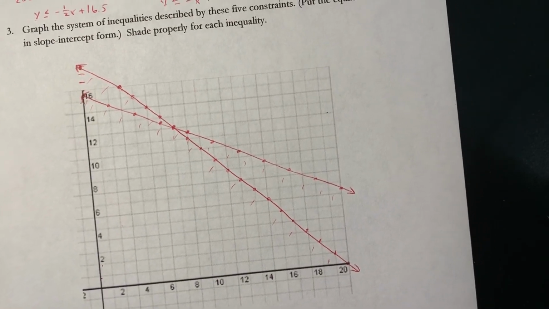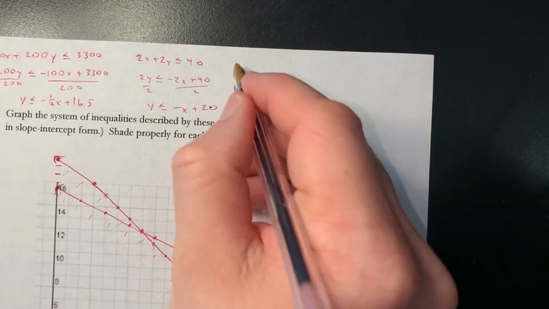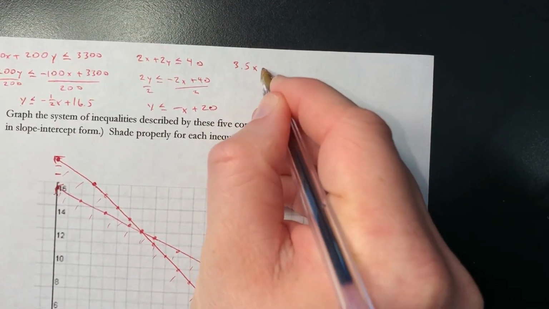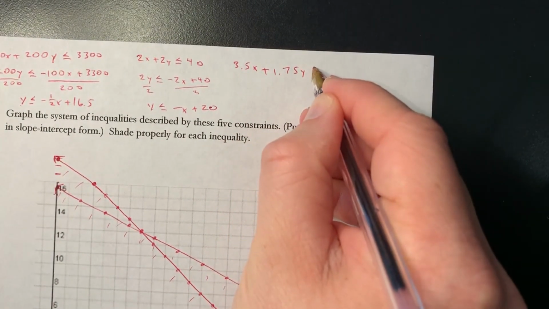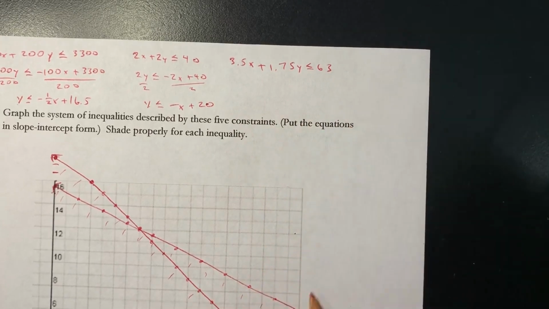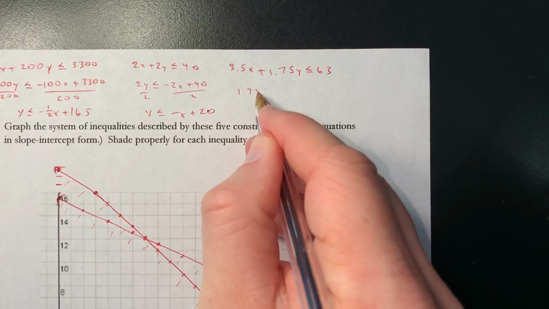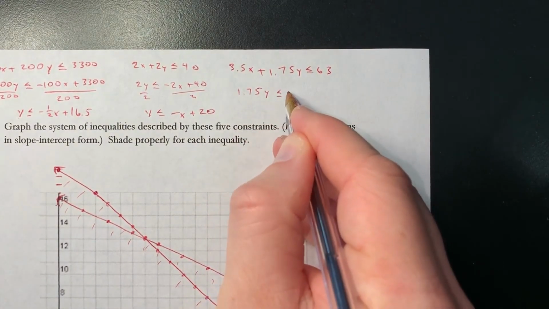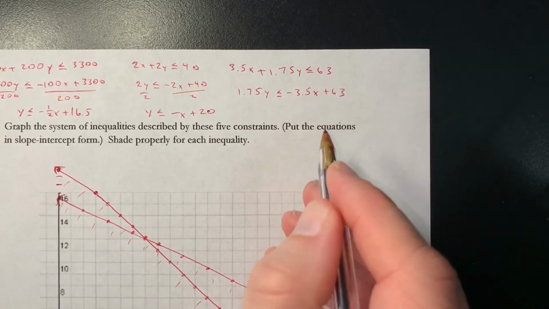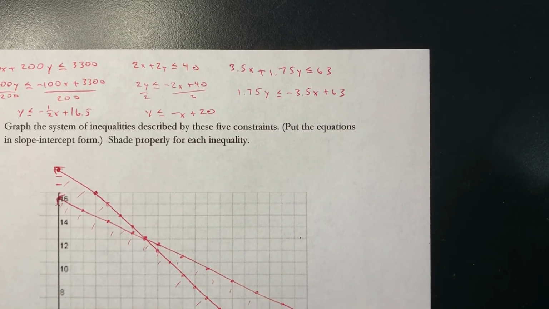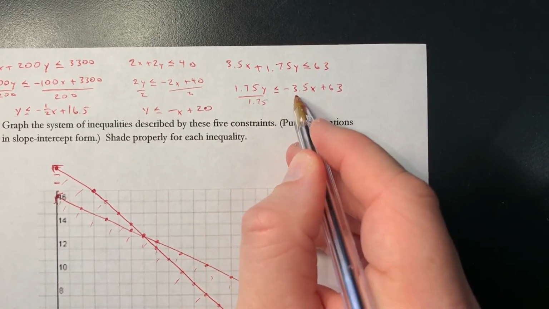Okay, my next line is 3.5x plus 1.75y is less than or equal to 63. Okay, so again, we're going to solve for y. So 1.75y is less than or equal to negative 3.5x plus 63. Okay, then I'm going to divide everything by 1.75.